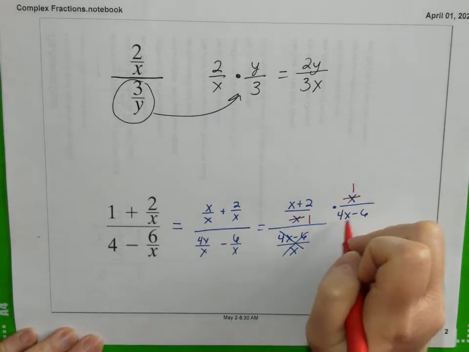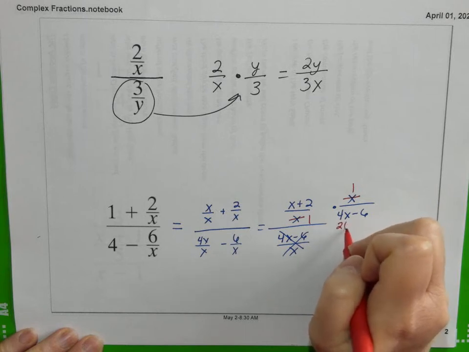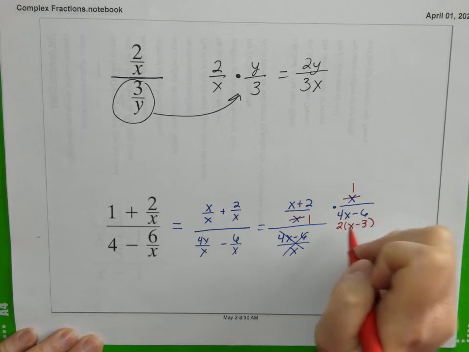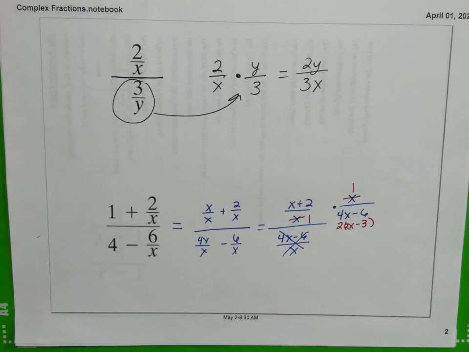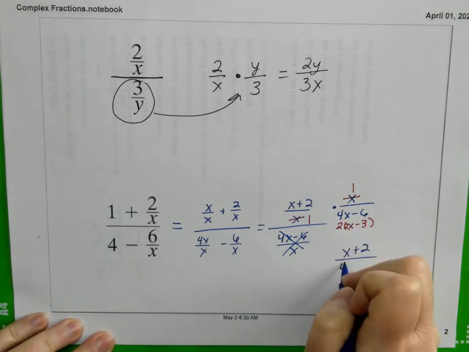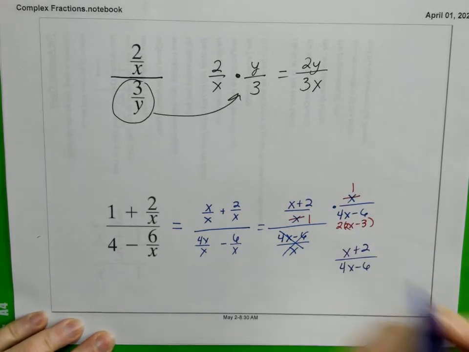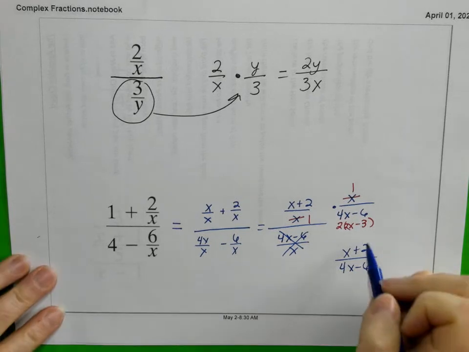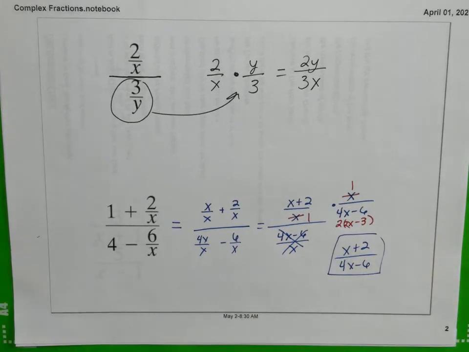This would be, let's see, they have a common factor of 2. That would be 2x minus 3. And those are not the same. So I am left with my answer, which is x plus 2 over 4x minus 6, or if you want to leave it factored, that's okay as well. Not so terrible. Let's try another one. Let that sink in for just a second.